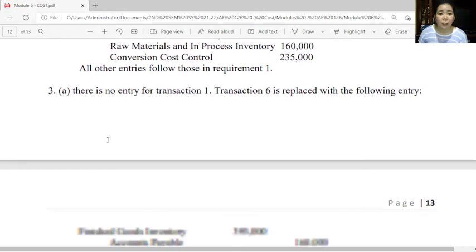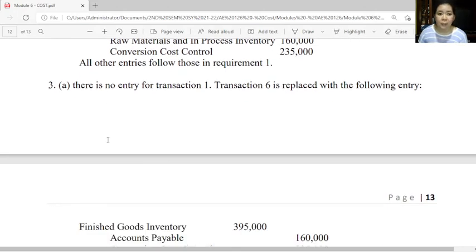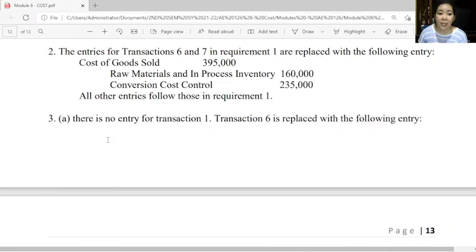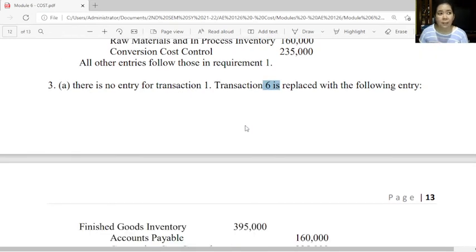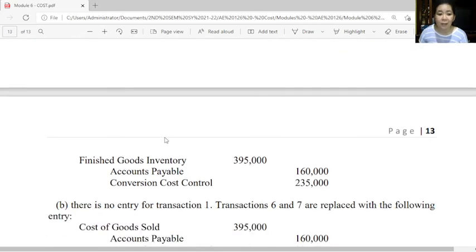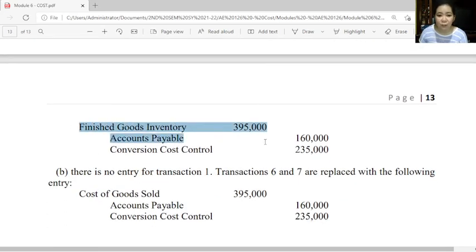For requirement number 3, this is variation 3. The trigger point is completion of goods. If our trigger point is completion of goods, therefore there is no entry for transaction 1, which pertains to the requisition or purchase of raw materials. The rest have the same entry except for transaction 6, which is the completion of goods already. So instead of the entry above, we will be using this one: debit to finished goods inventory, and then we will close the accounts payable and conversion cost.